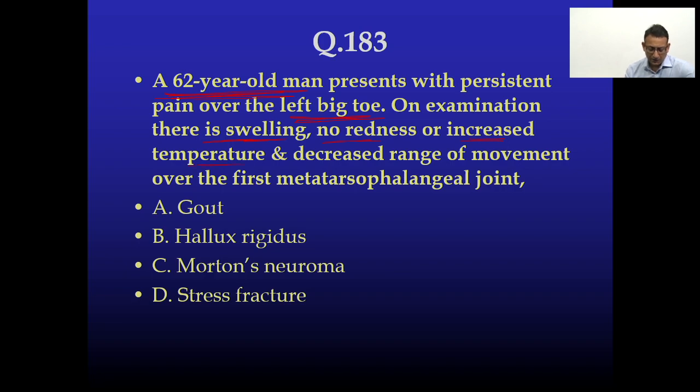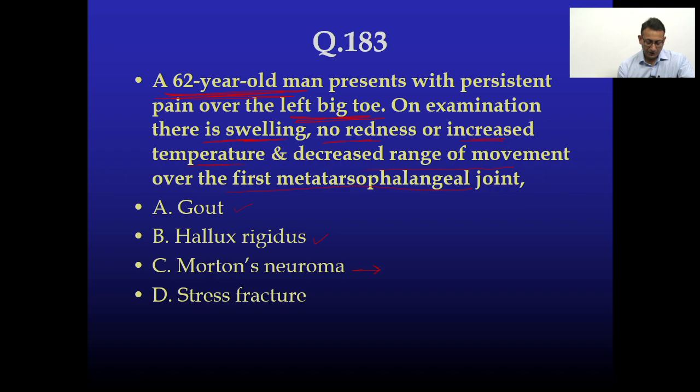So this goes a little bit against gout, because in gout we usually see redness, increase in temperature, okay, and decrease in range of movements over the first metatarsophalangeal joint. This can happen both in gout and some other diseases, okay. So gout, yes, could be one of the answers, okay, and hallux rigidus is osteoarthritis of the first metatarsophalangeal joint, which will lead to pain and restriction of movement. So that also fits into the presentation.